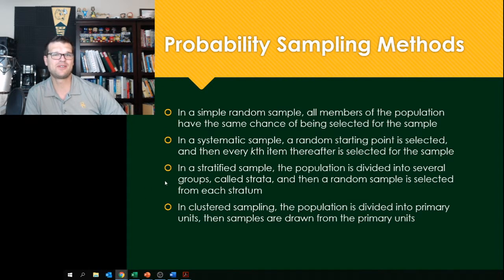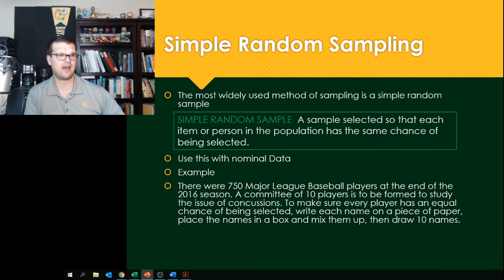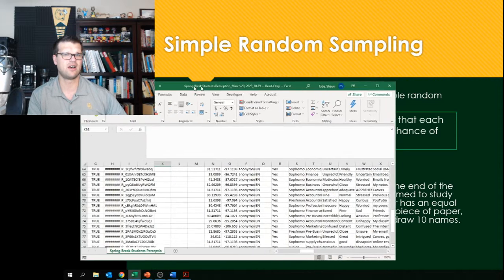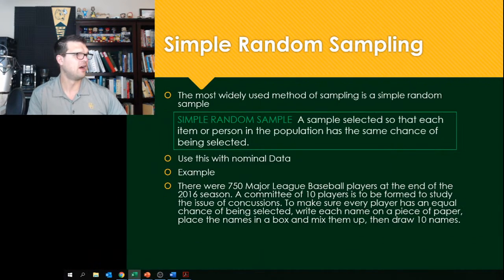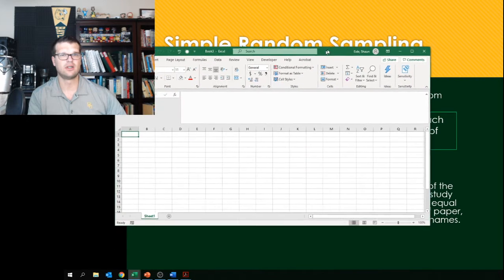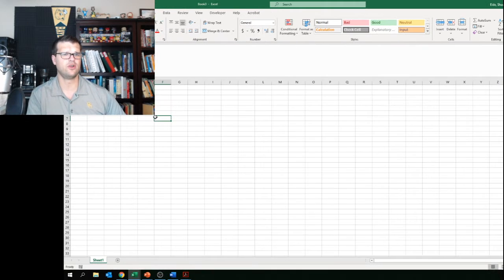The 4 methods are simple random samples, systematic random samples, stratified samples, and cluster sampling. Simple is the easiest one. The book tells you how to do a simple random sample, but I'm going to show you how to do it in a file, new spreadsheet. I'm going to show you how to do it even easier.